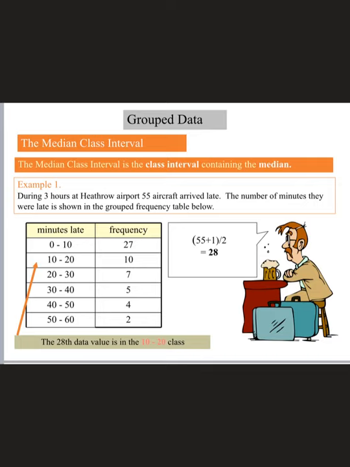So now we know that the first group is 27, and we need to get to the 28th value. So we need to go 1 down. So 27 plus 10 is 37. So we know that the median is between this region. So the answer is 10 to 20.